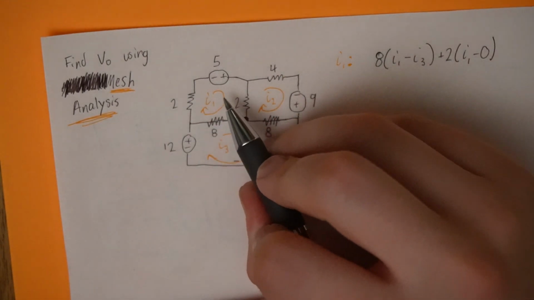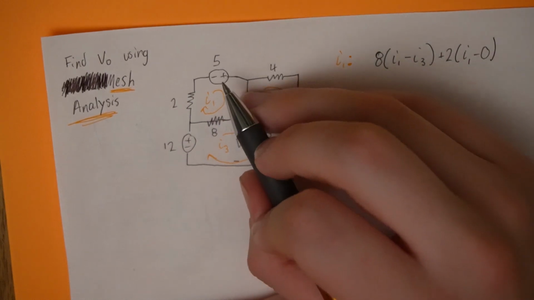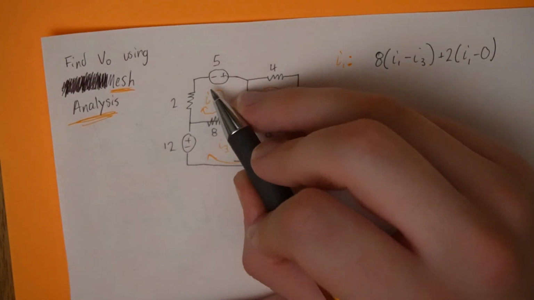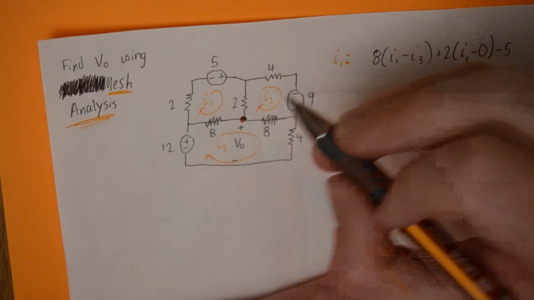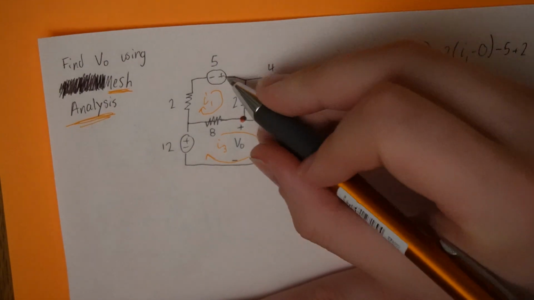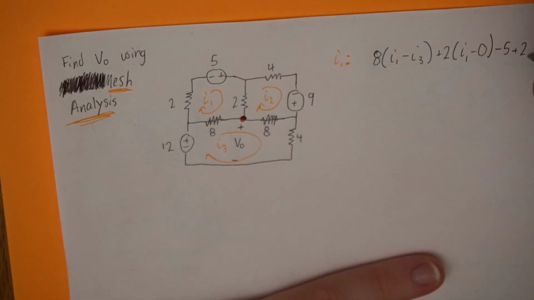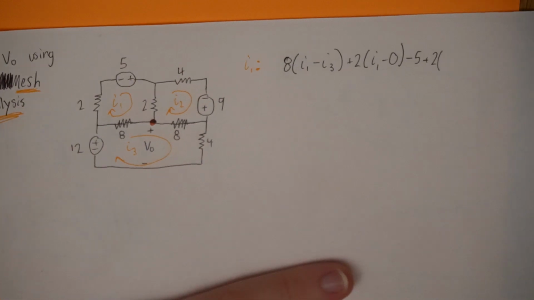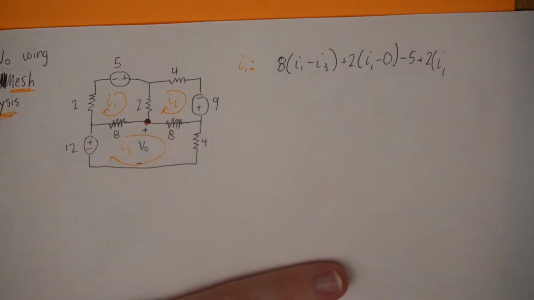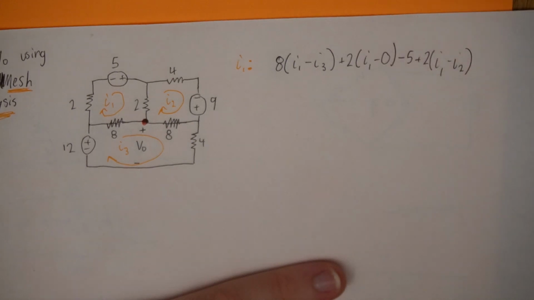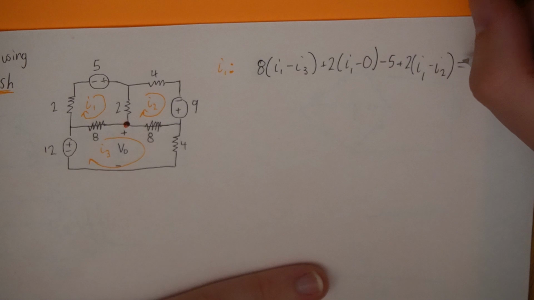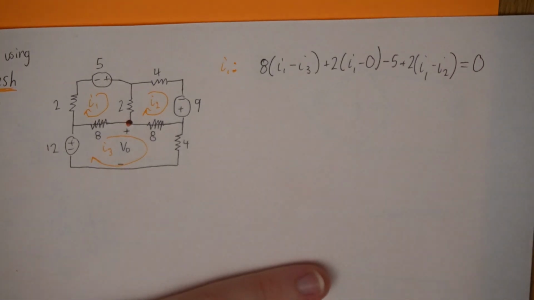Then I come across a voltage source. These are nice and easy for mesh analysis. I'm coming in to the negative side, so I'll do minus 5, the value of it. And the last part of my loop is this 2 ohm resistor. So plus 2, I1. And what is it shared with? I2. And this all equals 0, KVL.